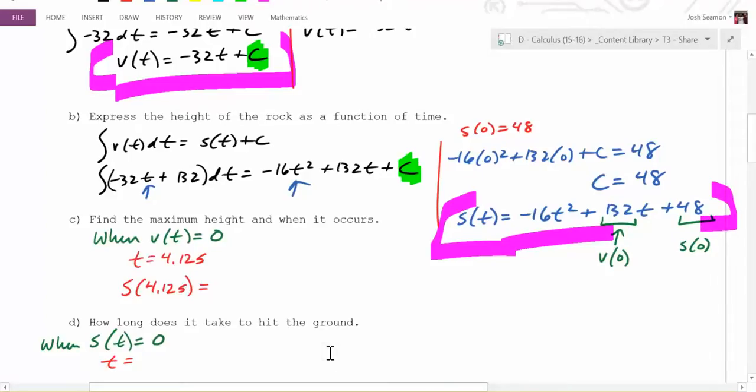So you have to plug 4.125 into S, and you end up at 320 1/4. So that's the highest. That's pretty high. If that's a person throwing it, that's really high.